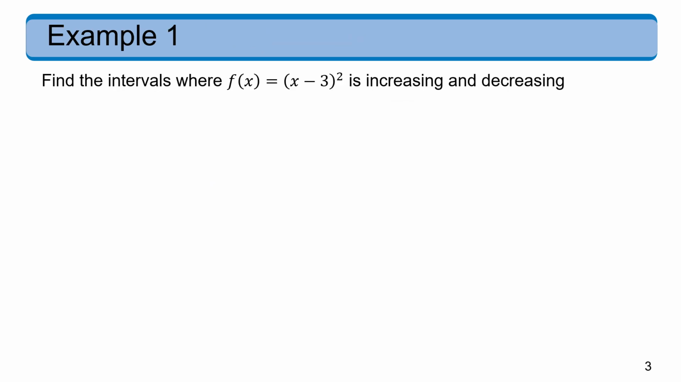We're asked to find the intervals where this given function is increasing and decreasing. Let's start by sketching a graph, because this is an easy one to graph using methods of pre-calculus. We'll take the curve y equals x squared, and then that minus 3 means to shift it right 3 units. So the vertex was originally at the origin, but it will move over to 3 on the x-axis. So just a rough sketch looks like this, right? That same parabola shape, but now the whole thing is shifted right 3 units.